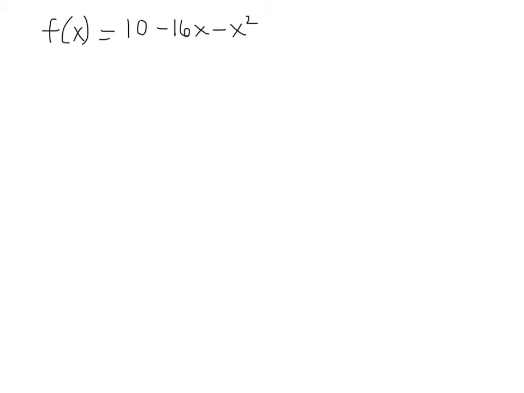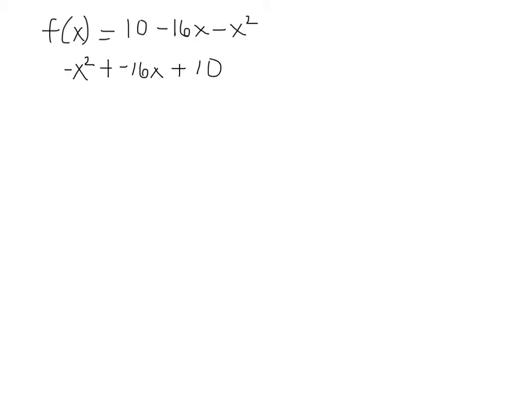So the first thing I'm going to do is take the quadratic function and rewrite it in standard form so that it is in descending order, in the form of ax squared plus bx plus c. So right now I'm going to ignore the f of x and write it as negative x squared plus negative 16x, or minus 16x, it doesn't matter, plus 10.